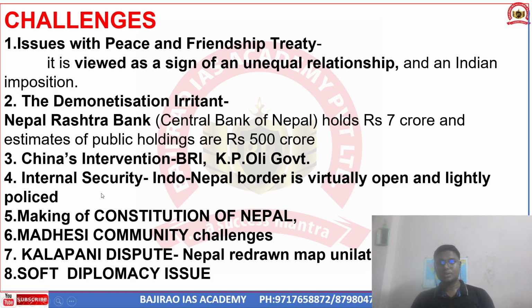Internal security challenge. I told you guys, India and Nepal have a virtually open and lightly policed border. So due to this, what happens? Illegal trafficking of children, women, and also cattle trade, arms and weapons trade, illegal drug trade, ration products are illegally traded. These kinds of internal security problems are occurring on the Indo-Nepal border.